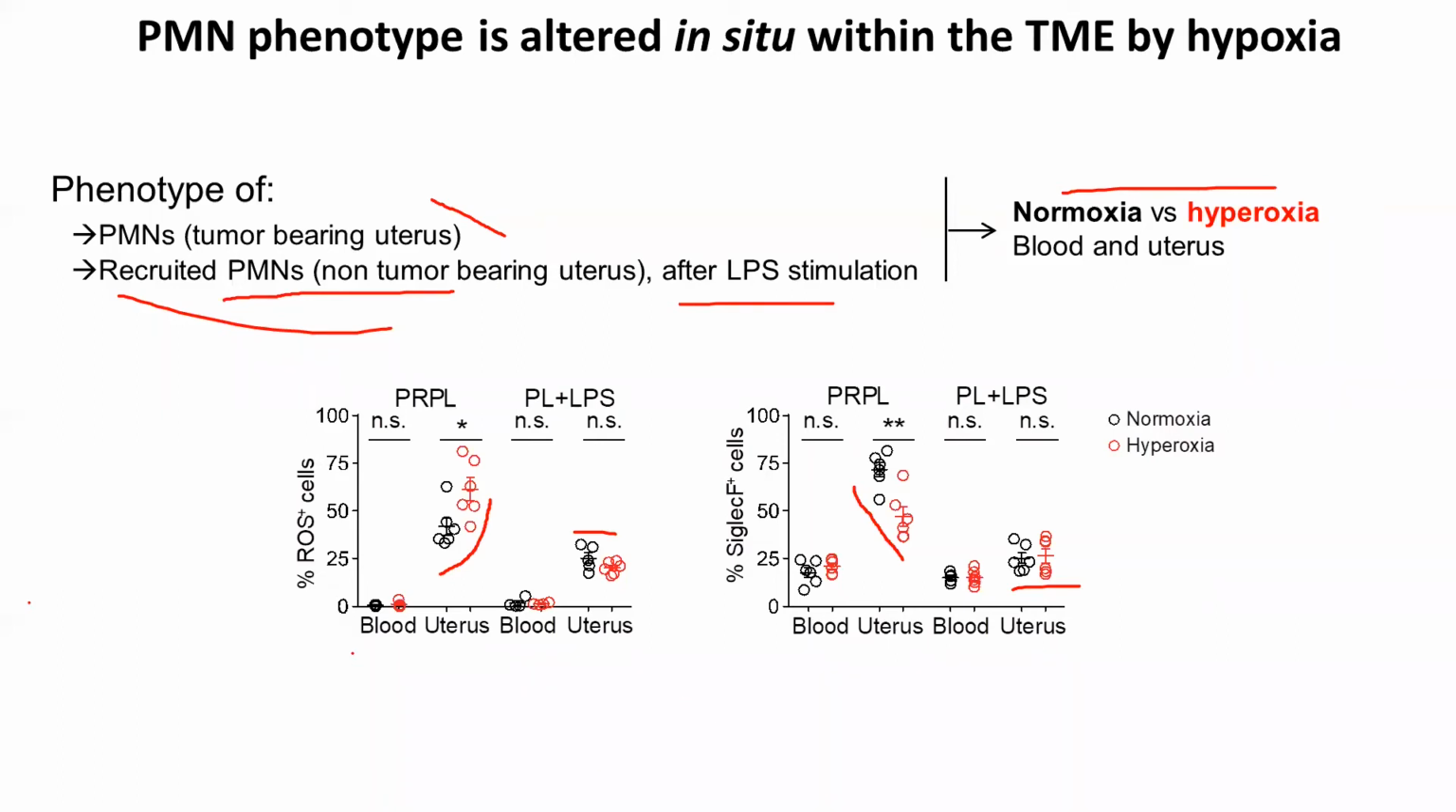Importantly, we didn't find any expression of ROS in the blood of PMN in each condition. We found 20% of neutrophils in the blood expressed Siglec-F. However, in the blood, we didn't find any change in Siglec-F expression, suggesting that the PMN phenotype was altered in situ within the tumor microenvironment by the tumor hypoxia.